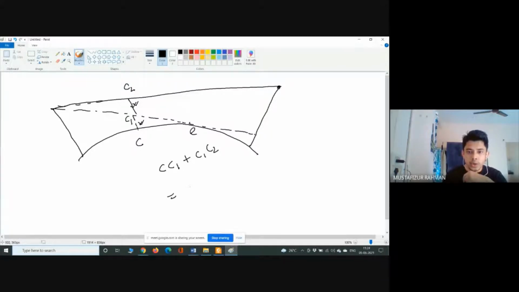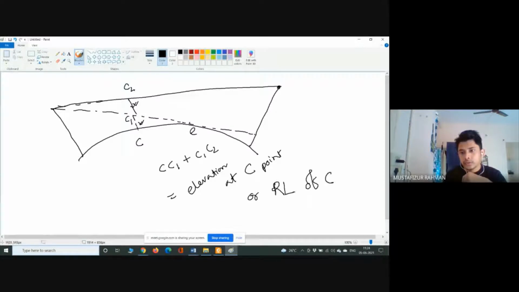This is going to be what? This is going to be the elevation at the C point. Okay, or this is the RL of the C point, right? Now, when we know the RL of the C point, then we will compare it with the given RL of the ground point. Okay.